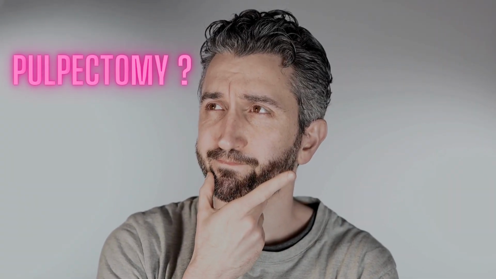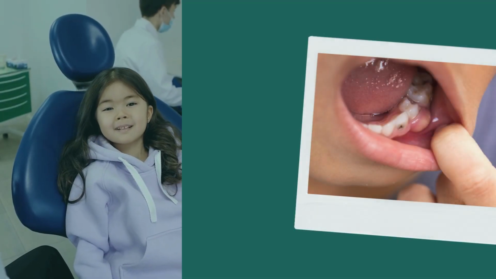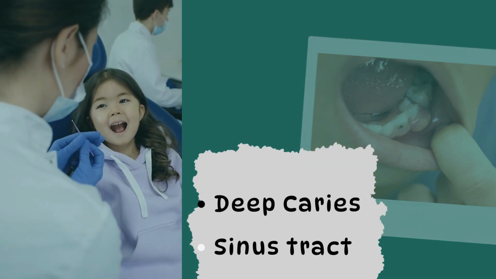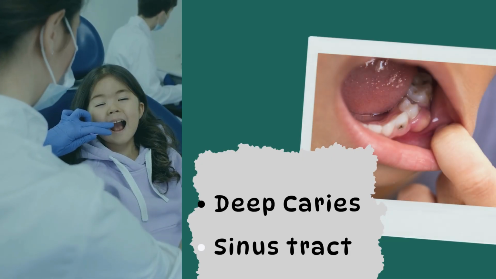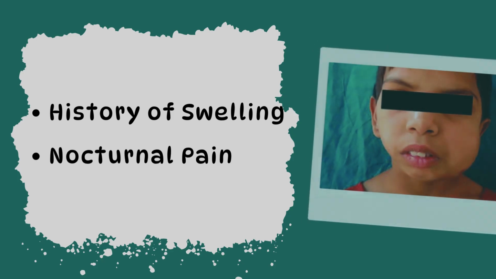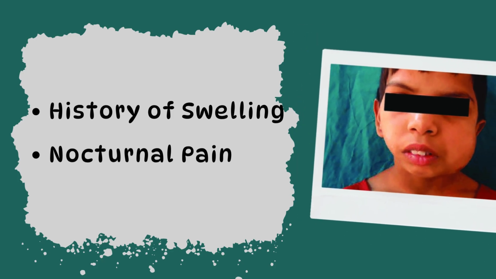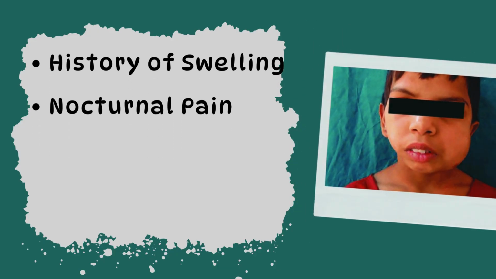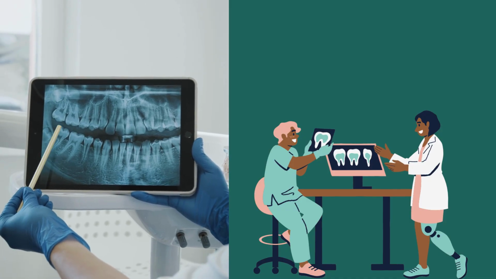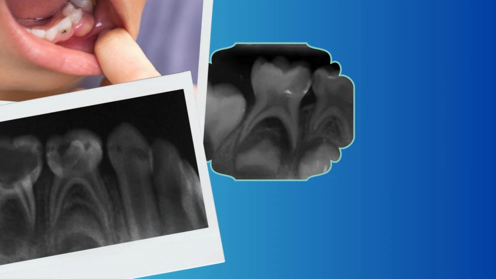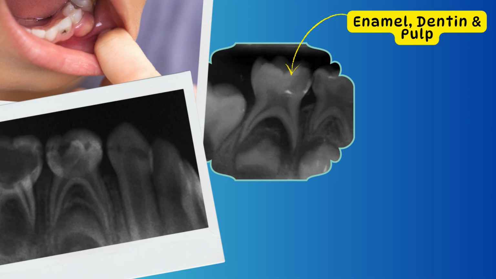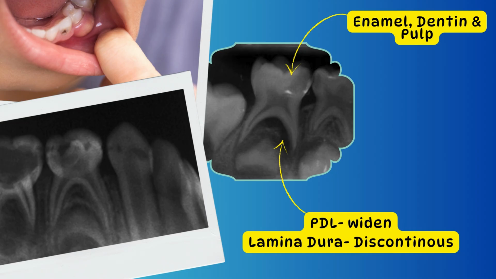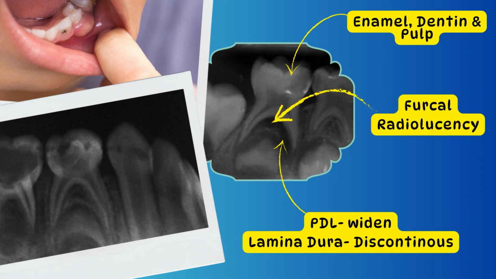We consider this procedure when a tooth has got a deep cavitated lesion that may or may not be associated with intraoral draining abscess and may or may not have intraoral or extraoral swelling that might be associated with the history of nocturnal pain, whereas on radiograph one can appreciate an ill-defined radiolucency involving enamel, dentine, and pulp tissue, which causes PDL widening and discontinuous lamina dura, along with radiolucency involving the furcation area.